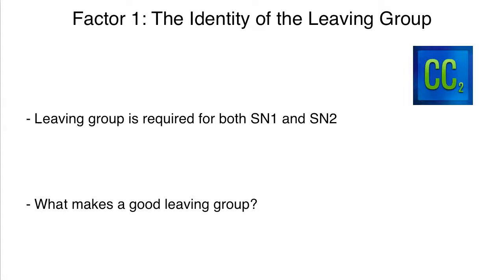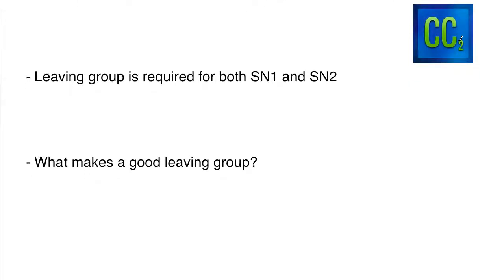So the first factor that is going to affect our substitution reactions will be the identity of the leaving group. So we know from our prior lectures that we need two major things for a substitution or elimination reaction to occur, and that is a leaving group and a nucleophile or a base. So we have to have a leaving group and a sufficient leaving group in order to get a substitution reaction to occur. And both SN1 and SN2 have this requirement.